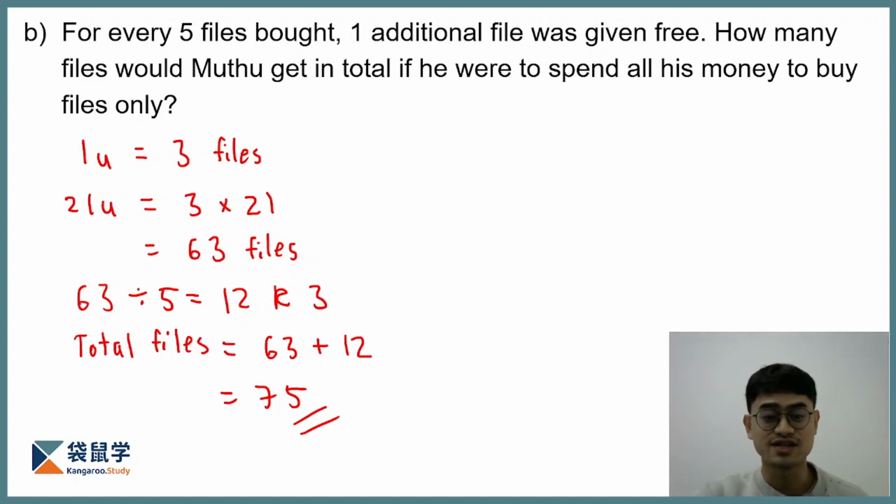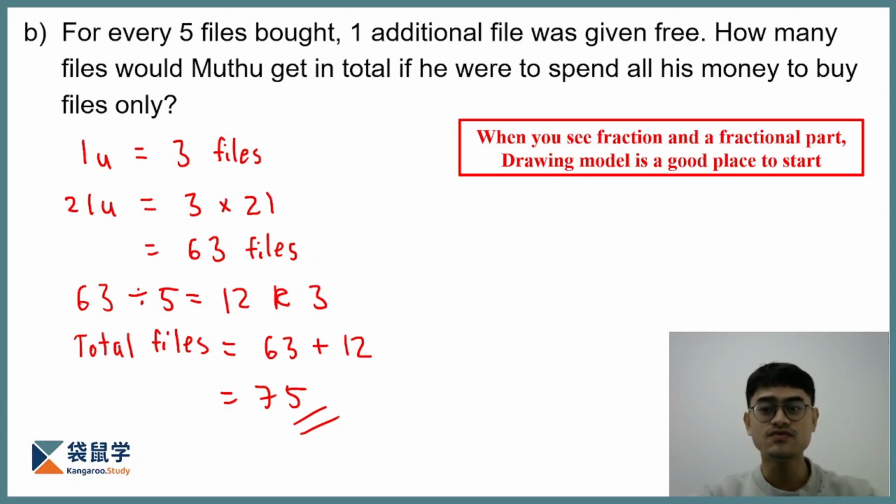The teachers at Kangaroo Study, we've actually written a simple poem for the next time you encounter this kind of question. So here it is. When you see fraction and a fractional part, drawing model is a good place to start, right? Very simple, because the initial part was about a fraction of Muthu's money, and then it corresponds to a bunch of pens, and there's another fractional part. So we started by drawing model. Okay, so remember this for the next time you see this type of question.